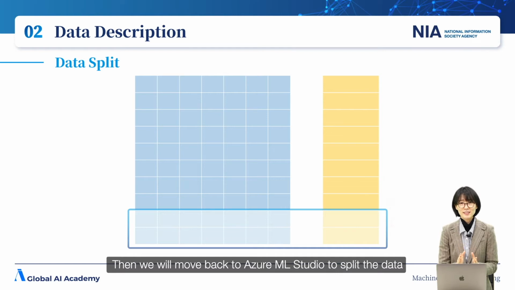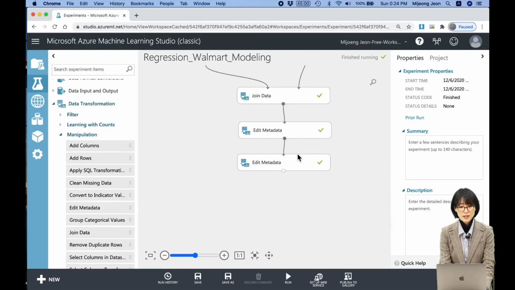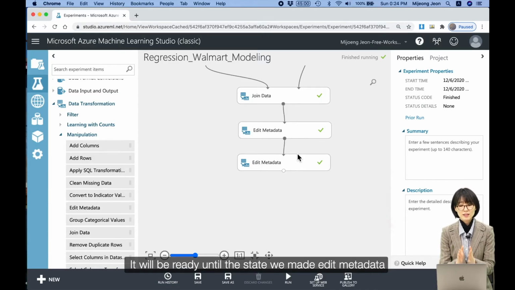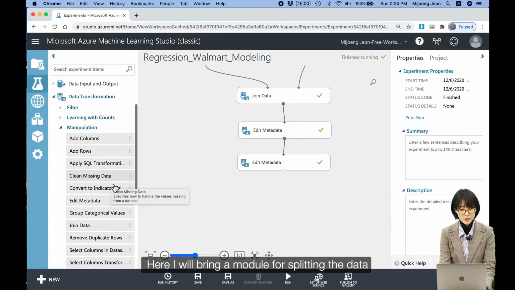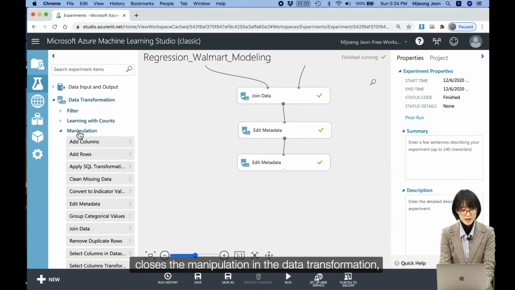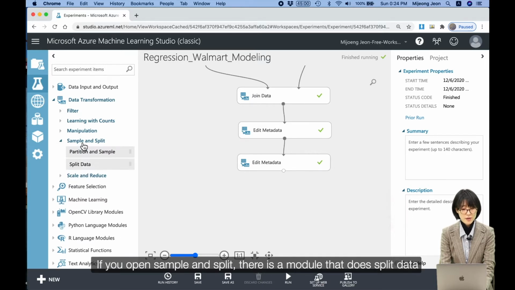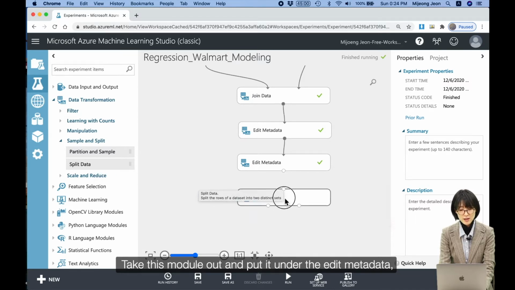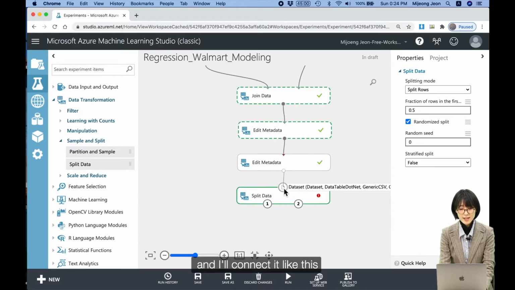Then we will move back to Azure ML Studio to split the data. It will be ready up to the state where we made Edit Metadata. Here I will bring a module for splitting the data. The data splitting module is under Data Transformation and has Sample and Split below it. If you open Sample and Split, there is a module called Split Data. Take this module out, put it under Edit Metadata, and I'll connect it like this.